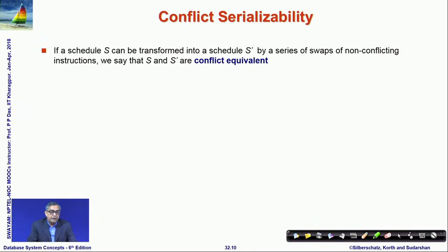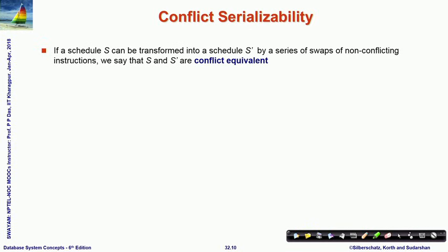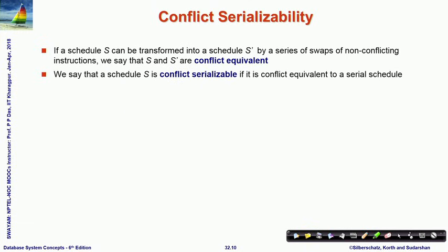So, what are we saying? That we have one schedule S and we will swap non-conflicting instructions, possibly non-conflicting instructions that occur side by side, and if by doing this I can create the schedule S primed, then I will say S and S primed are conflict equivalent. But if I cannot transform S into S primed by just swapping non-conflicting instructions, then they are not conflict equivalent.